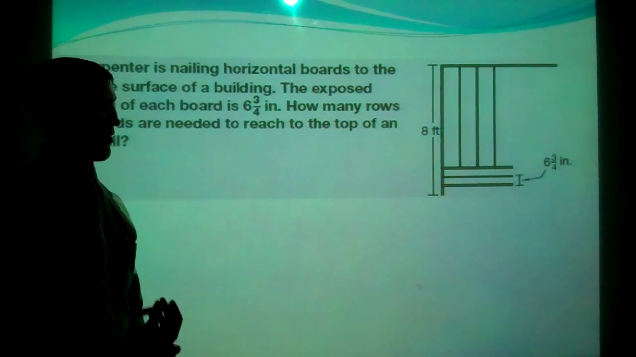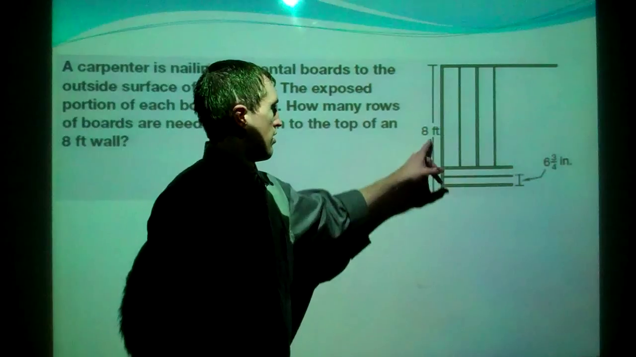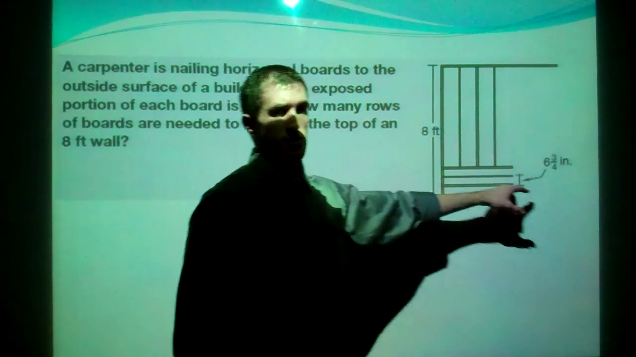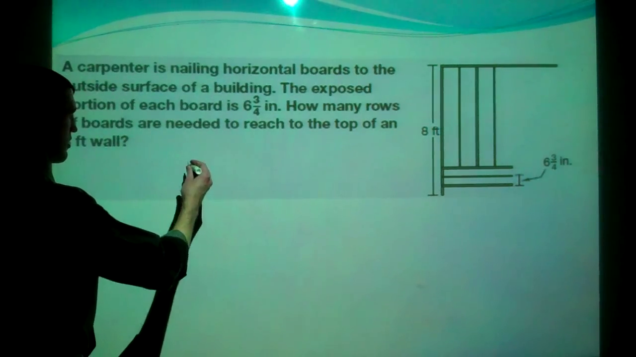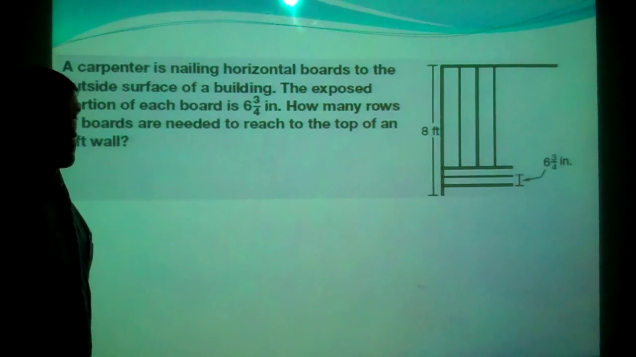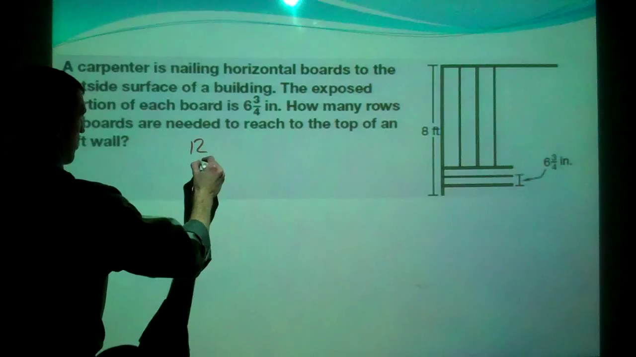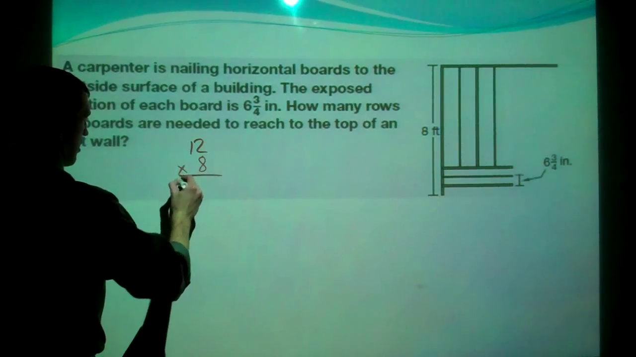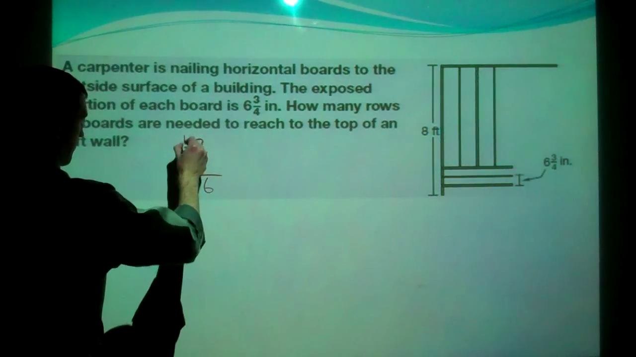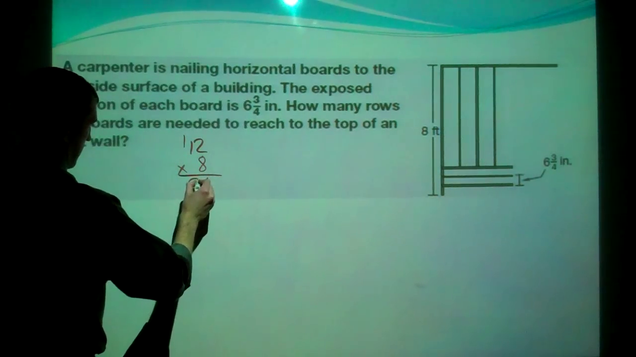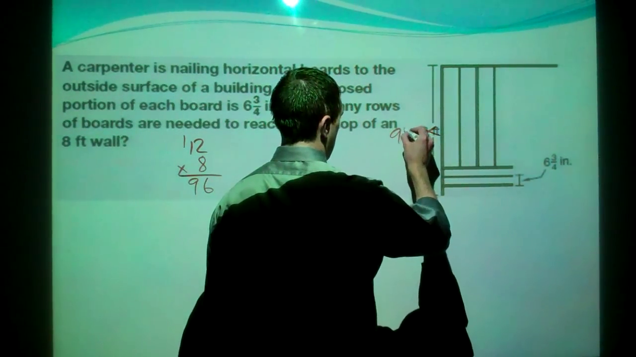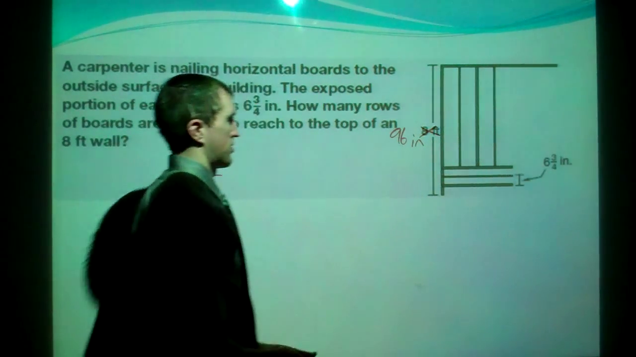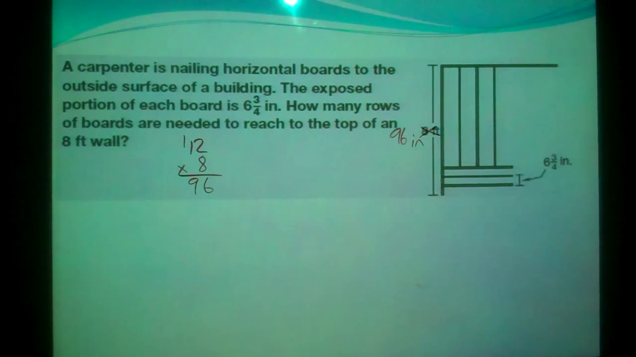But our first problem is that this is in feet and this is in inches. So what I'm going to do is convert 8 feet to inches first. There are 12 inches in a foot. 12 times 8. So we get 16, 8 times 1 and then 9. So this is actually 96 inches. And we're going to use that instead.